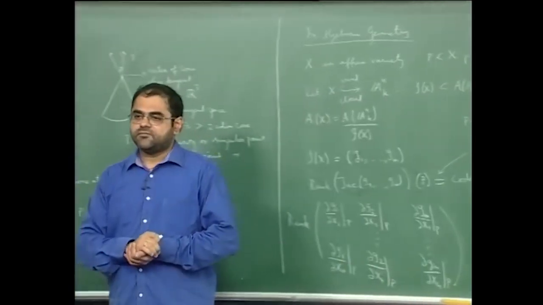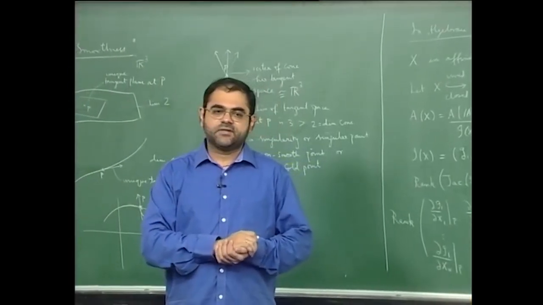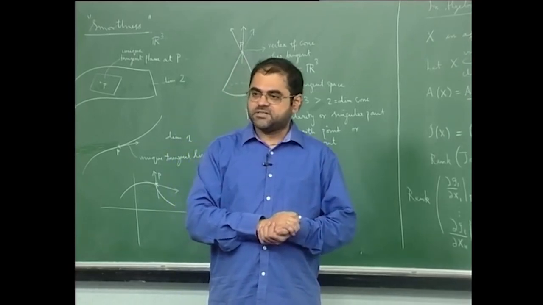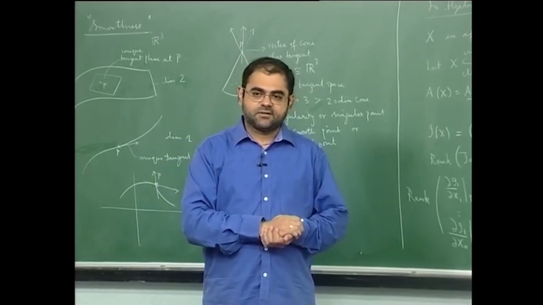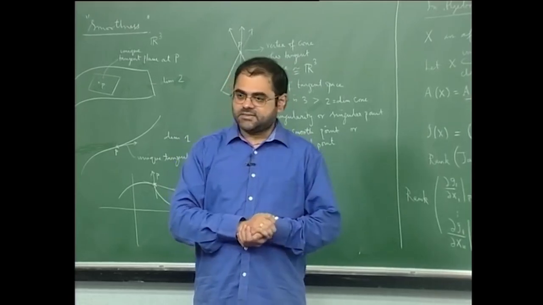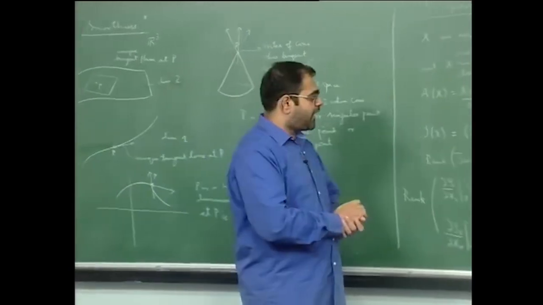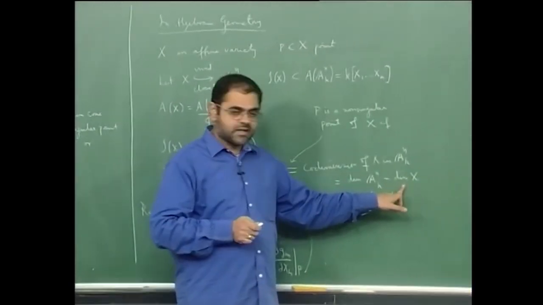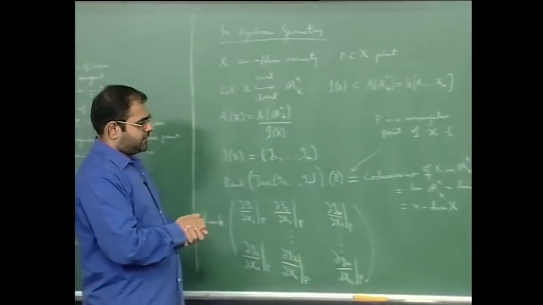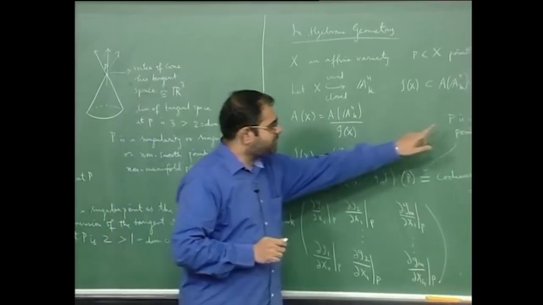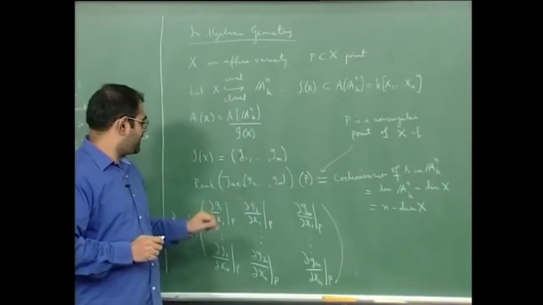So codimension of a subspace is just the difference: you take away the dimension of the subspace from the dimension of the ambient space, okay. The ambient space here is affine space An, the subspace is X, which is embedded sitting inside An, and you take the dimension of the ambient space minus the dimension of X. The dimension of the bigger space minus the dimension of the smaller space is called the codimension of the smaller space in the bigger space, okay.